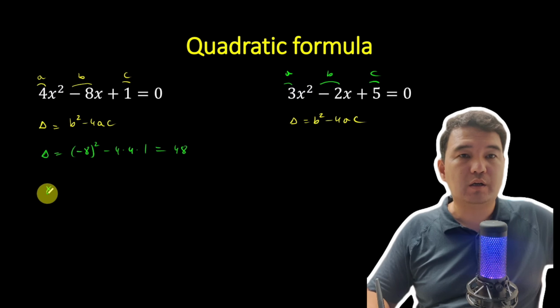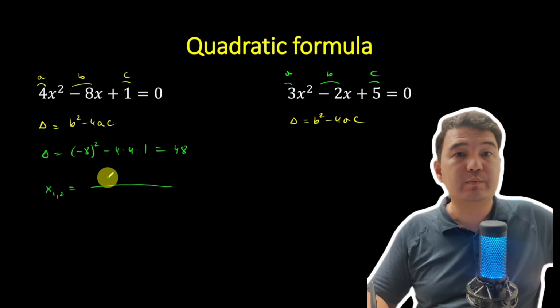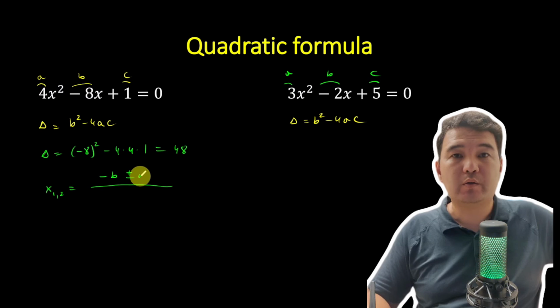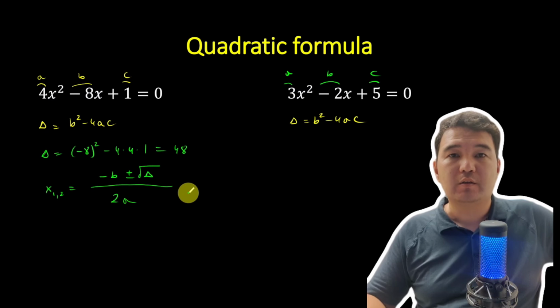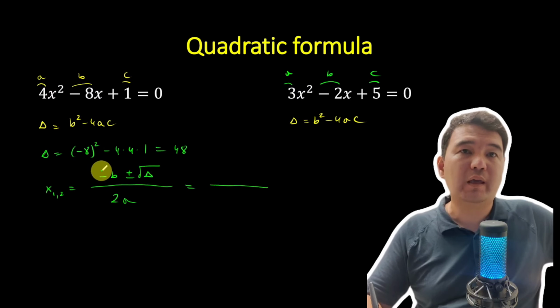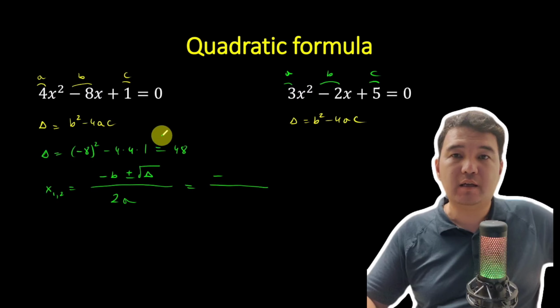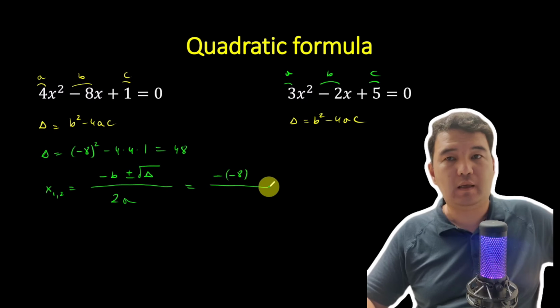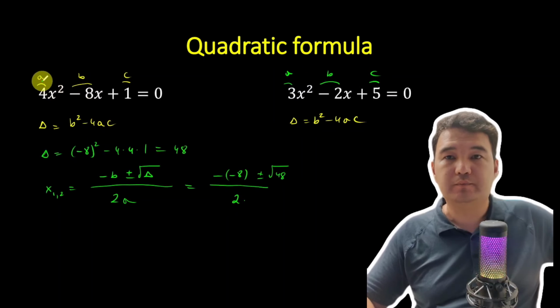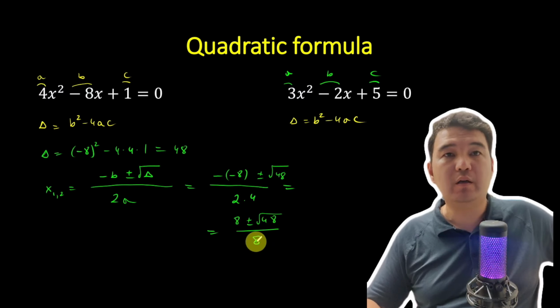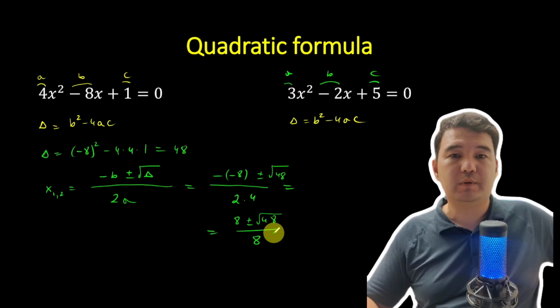Now the roots x1 and x2 are minus b plus or minus the square root of the discriminant, over 2a. We know the discriminant, so that's going to be minus b, where b is negative 8, so 8, plus or minus the square root of 48, over 2 times a, which is 4. If you simplify, this is 8 plus or minus root of 48 over 8. So these are the roots of the given equation, two roots, plus and minus.